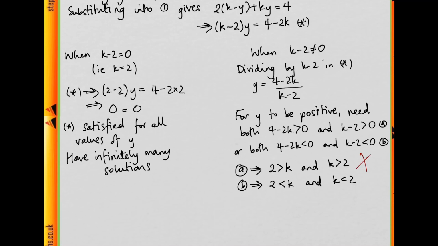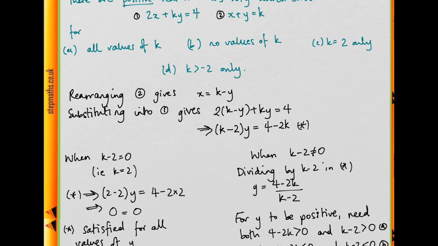And similarly for the second one, for this first inequality we need k greater than 2, and for this second one we need k less than 2. So again, this doesn't work. So we can see that when k minus 2 is not equal to 0, then we are actually going to get no solutions. And so we see that we only have solutions when k is equal to 2, and that is the same as C.